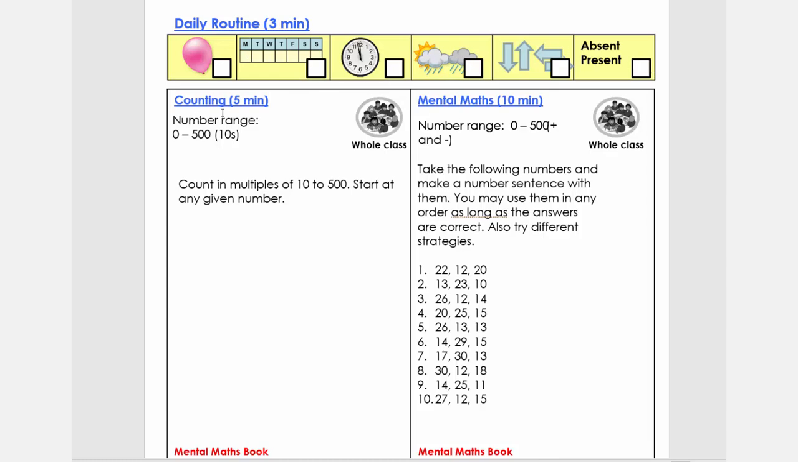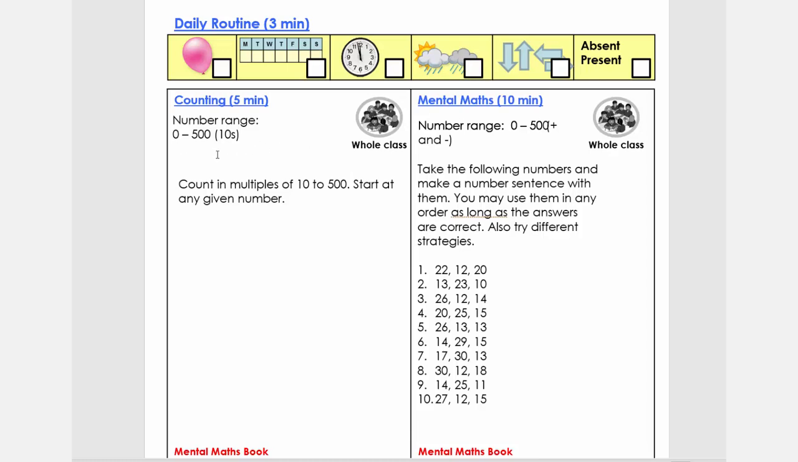Now we're going to look at counting. We're going to work with the number range 0 to 500, and we're going to count in tens. Remember, again, give them the starting point like 210 up to 260. So they're going to count 210, 220, 230, 240, 250, 260.